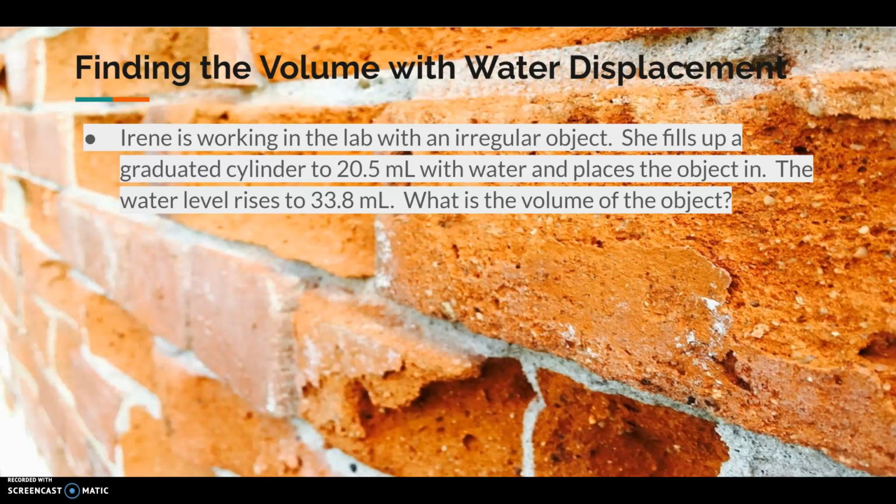Here's an example. Irene is working in the lab with an irregular object. She fills up a graduated cylinder to 20.5 milliliters with water and places the object in. The water level rises to 33.8 milliliters. What is the volume of this object? Very well. The new water level is 33.8, and we subtract from it the old water level, which was 20.5, to give us 13.3 milliliters.